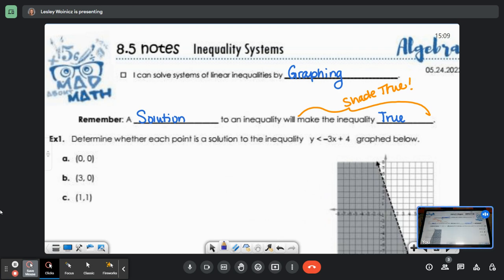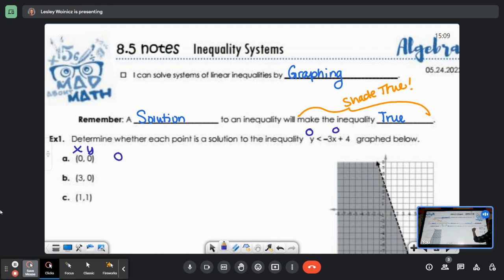We have to determine whether each of these points is a solution to this inequality. So we have a couple of ways to do this. One of the big ones is that we can substitute the point in and see if it makes our inequality true. So here's our x, here's our y, there's the inequality. So we put in a 0 for the y and a 0 for the x.